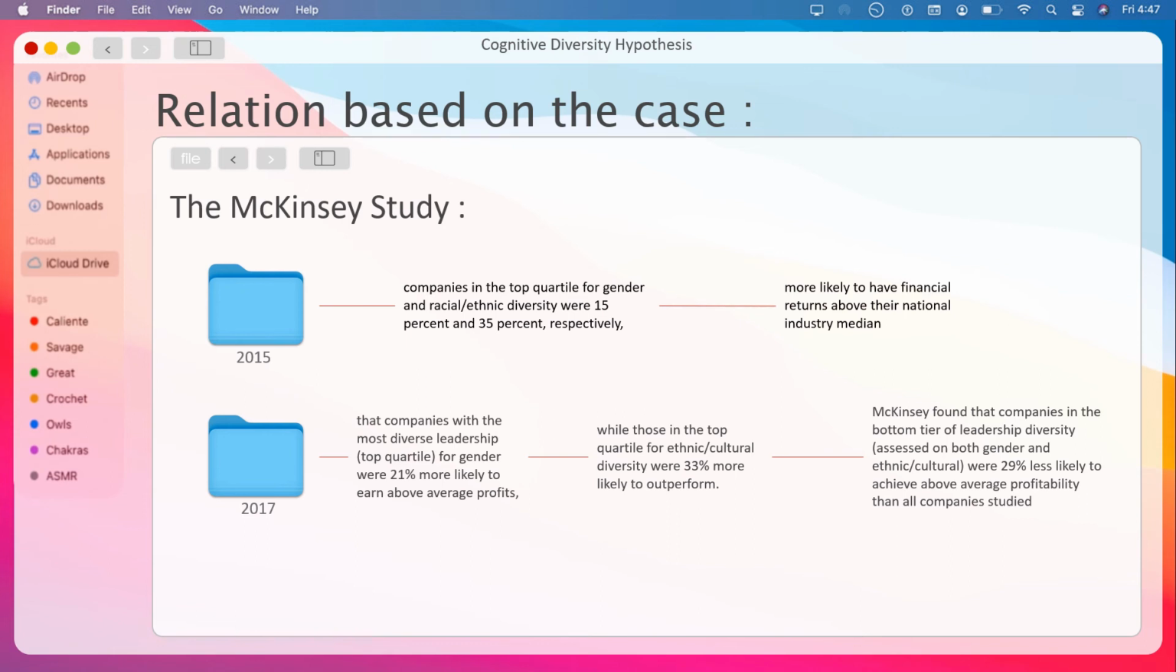in 12 countries, McKinsey found that companies with the most diverse leadership for gender were 31% more likely to earn above average profits, while those in the top quartile for ethnic or cultural diversity were 33% more likely to outperform. Moreover, McKinsey found that companies in the bottom tier of leadership diversity on both gender and ethnic or cultural were 29% less likely to achieve above average profitability than all companies studied.